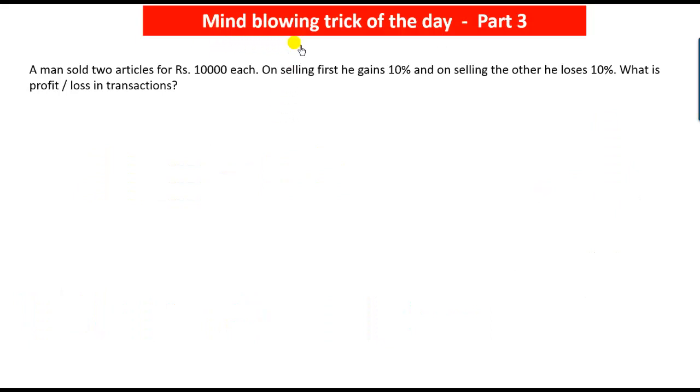In this episode of Mind-Blowing Trick of the Day Part 3, we have taken the questions from profit and loss. Here is the first question. A man sold 2 articles at rupees 10,000 each. It means the selling price of each article is same, and on selling the first he gains 10%, and on selling the second he loses 10%. He gains 10% on one and loses 10% on second, and the selling price is same.